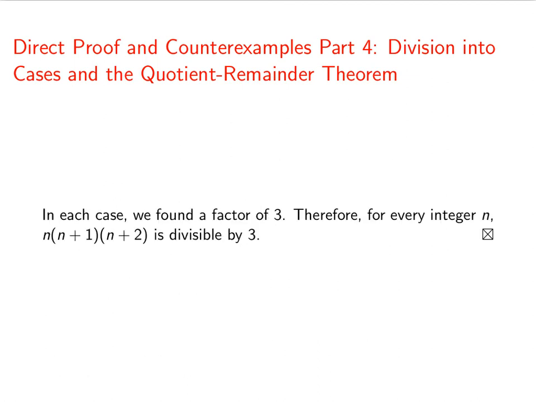So in each case, we found a factor of 3, and so for every integer n, n times (n plus 1) times (n plus 2) is divisible by 3. This is a very common thing that we may have to do, to break up our proof into different cases, especially in the context of the quotient remainder theorem, where we don't know what the remainder is, but there are only a certain number of possibilities for the remainder.